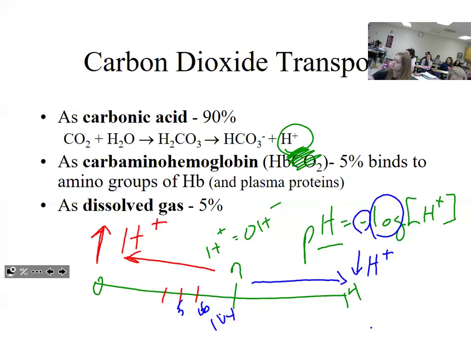Yeah. So what did I tell you most of your body fluids need to be at? 7 point what? To what? 7.45. Y'all need to remember that.